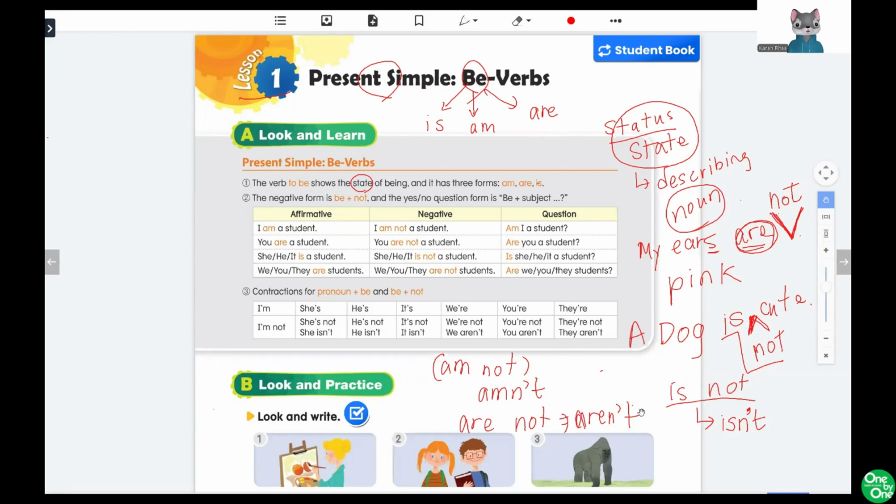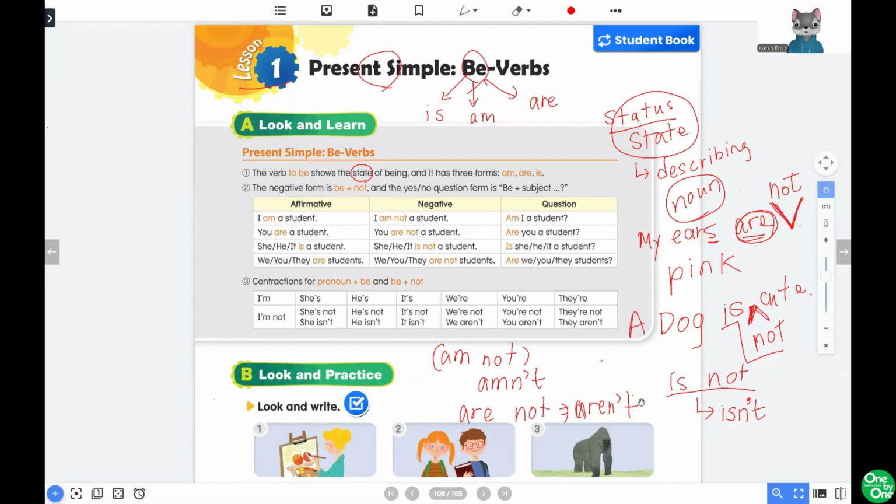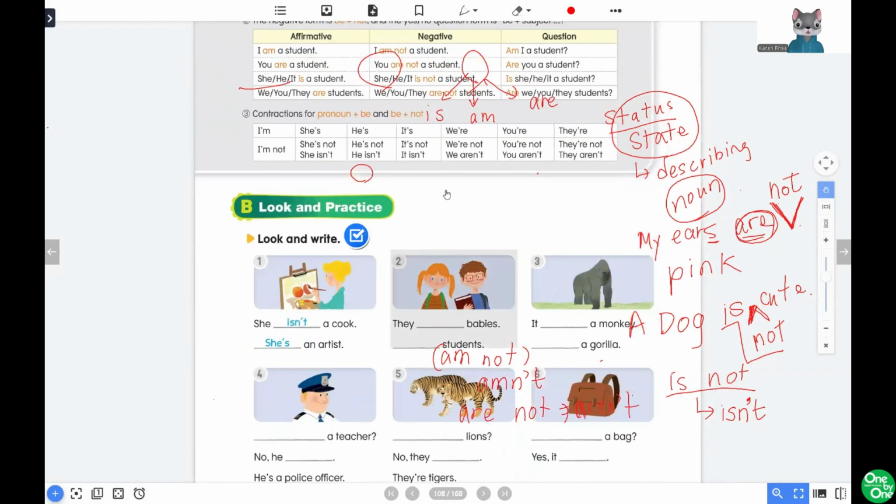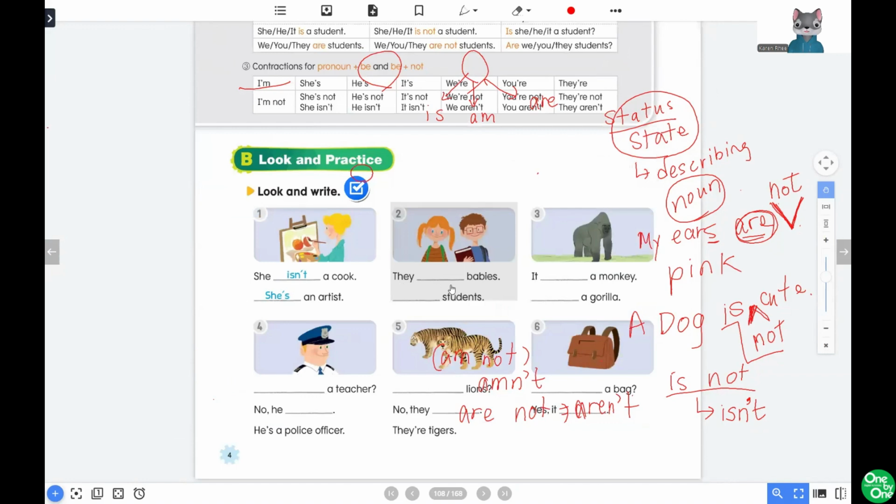Okay? So let's go through the answers together slowly. Let's try this together. Number 1, they babies. Look at the picture. They're not babies. So what would we write? Exactly. We would be using they aren't babies. Let's write them down. They aren't babies. Look at the picture. They look like students. So what do we need to write? That's right. They are students.